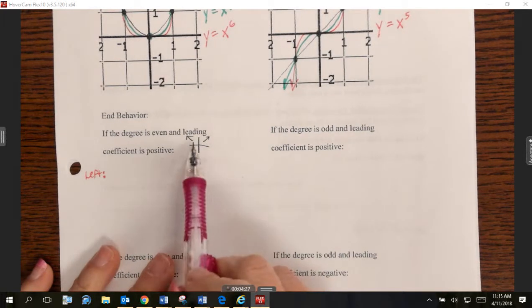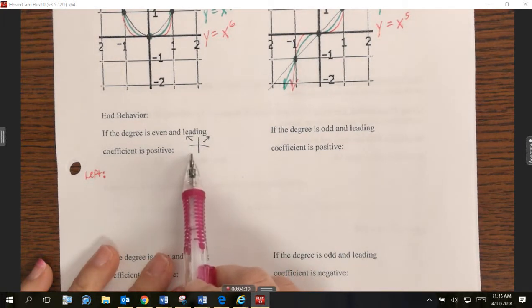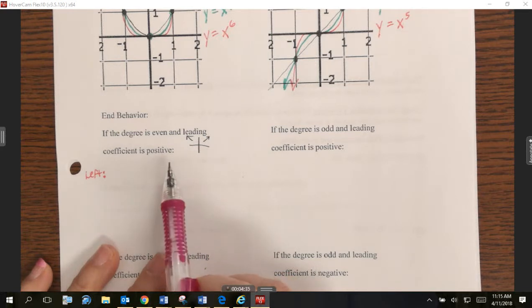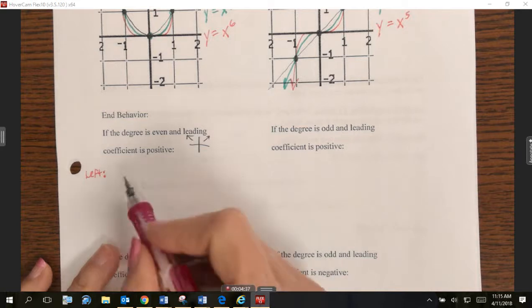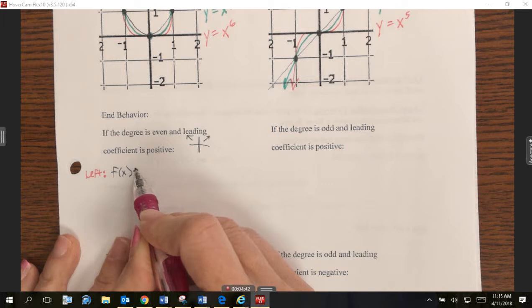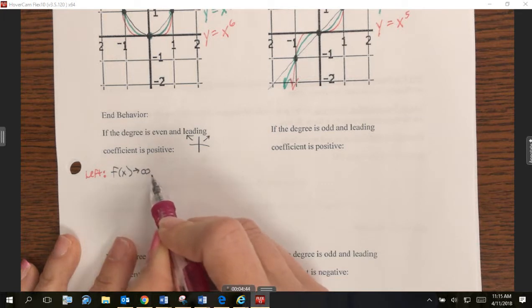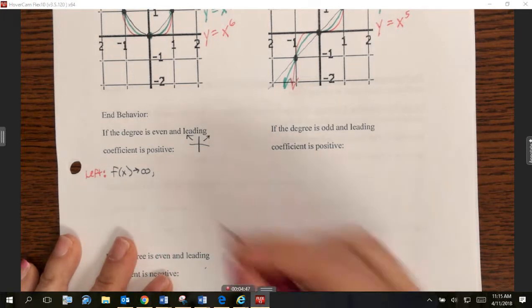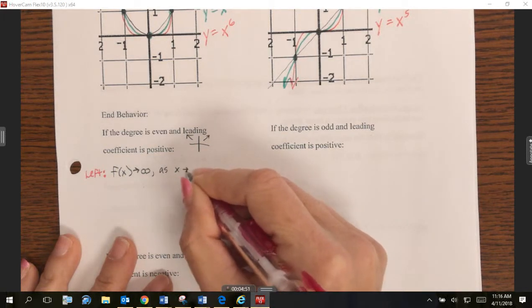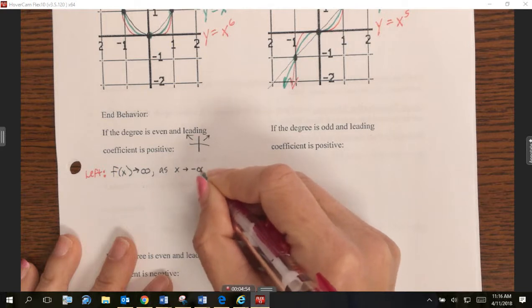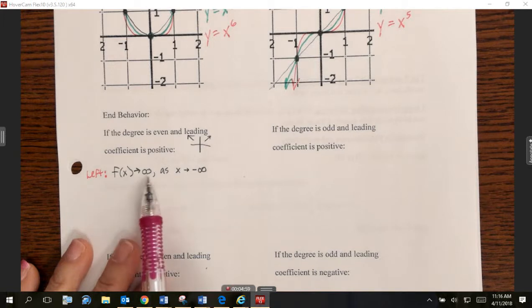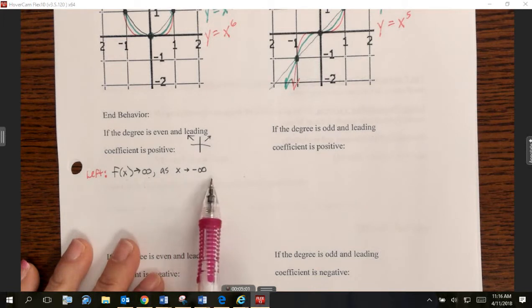So I'm going to look at this left side. And when I look at this left side of the graph, you say, hey, the graph's going up on the left. To show that symbolically, we say the function f of x is approaching positive infinity. That's saying the graph is going up. As the x values are approaching negative infinity. That's saying to the left. So the function is going up as the x's go to the left.